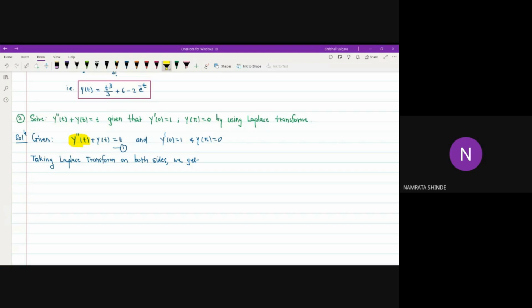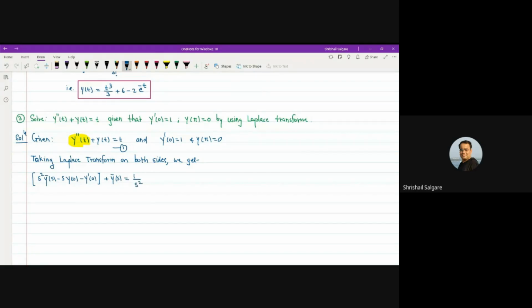So the Laplace transform of d2y by dt square, L of y double dash t, can be written as s square y bar of s minus s y of 0 minus y dash at 0. Is it right? Next, the Laplace transform of y of t is directly y bar of s. And what is the Laplace transform of t on the right side?